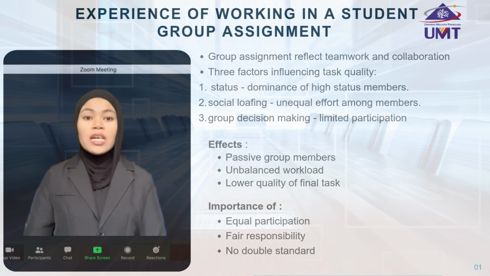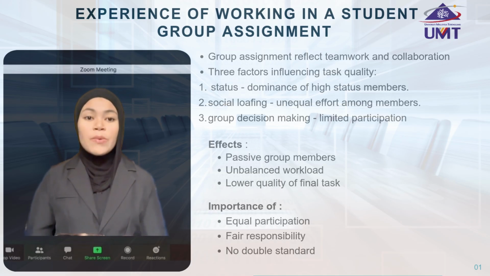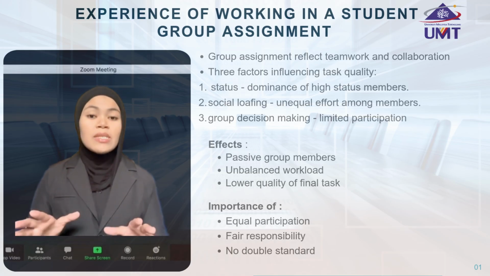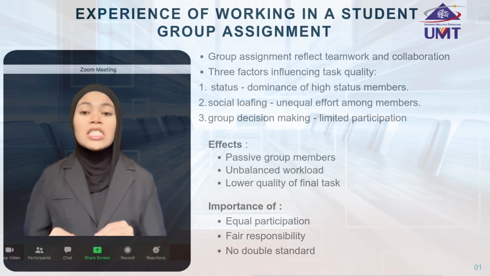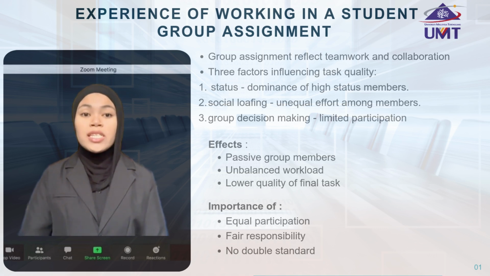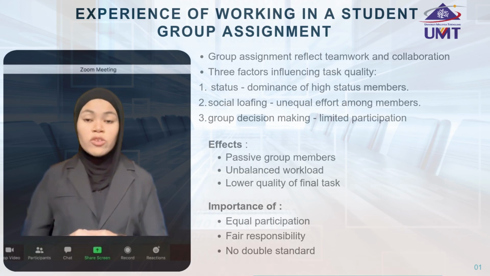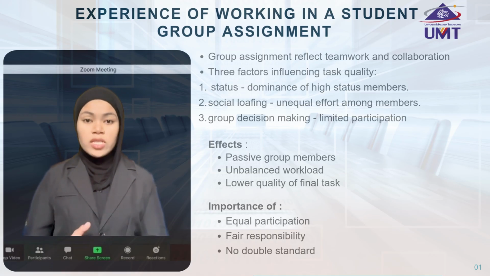In conclusion, the relationship between status, social loafing, and group decision making can create imbalance within a group. This imbalance causes some members to become passive and reduces overall task satisfaction. Therefore, to ensure a successful group assignment, it is important to avoid double standards, promote equal participation, and ensure fair responsibility among all members. By understanding and managing these factors, groups can improve both collaboration and the quality of work.